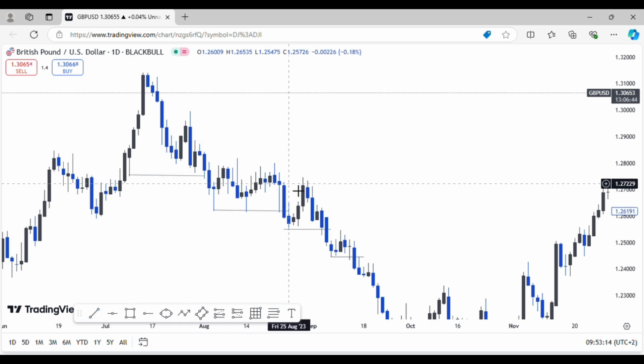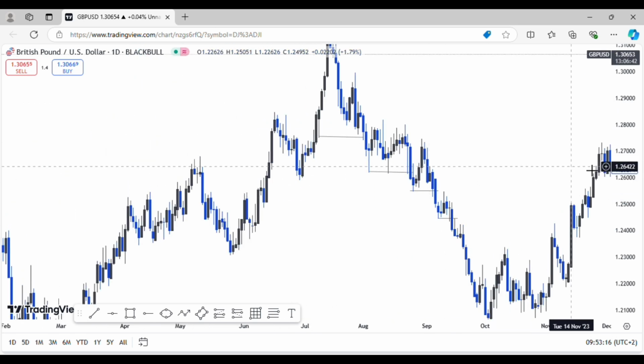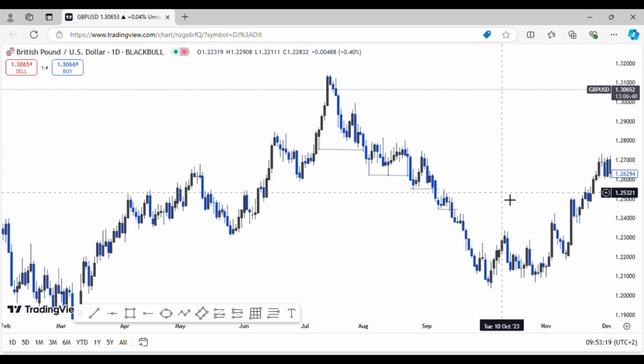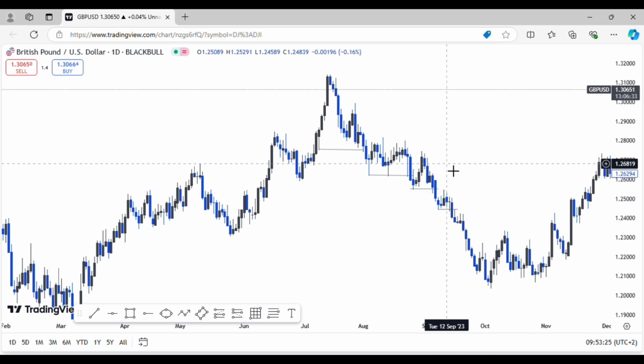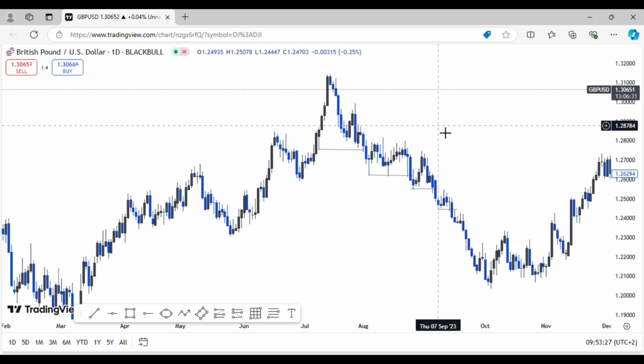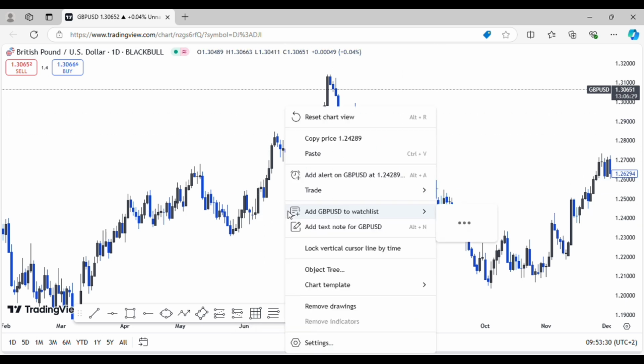So this tells you that we are heading to the downside, because each and every time the lower lows are broken, understand? That tells you that we are heading to the downside. And if higher highs are broken, now you know that we are heading to the top side, understand? Let me just remove the drawings.